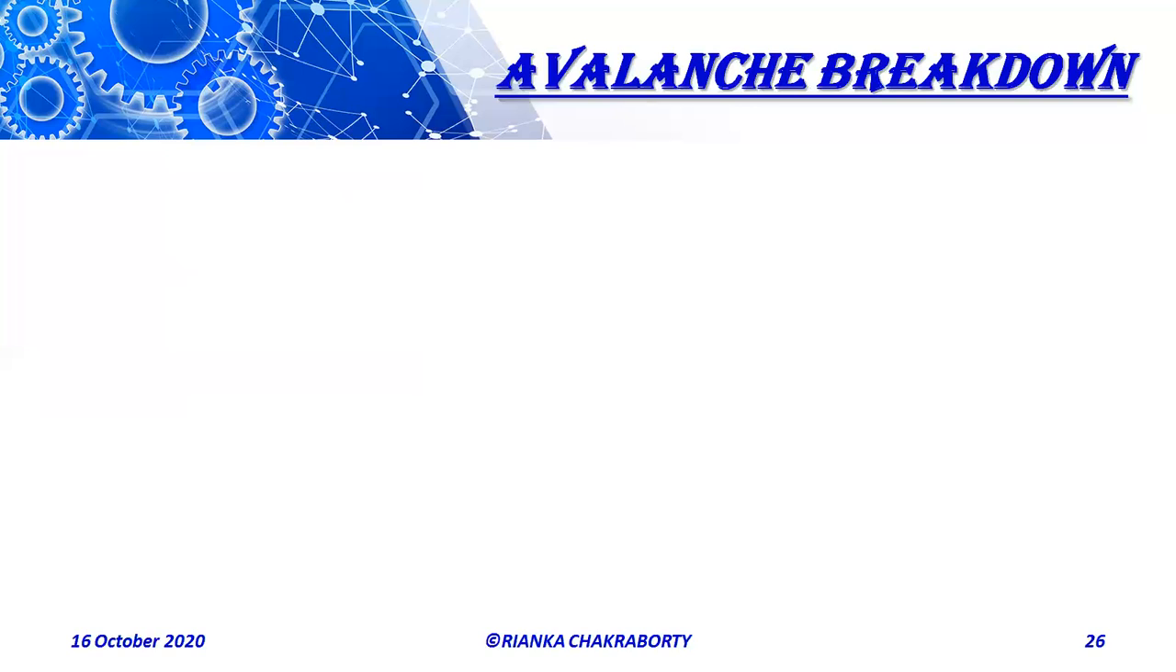Previously, I said that there are two types of breakdown. One is avalanche breakdown and another is Zener breakdown.